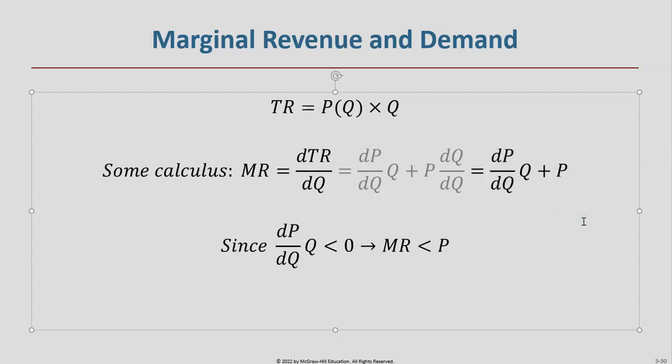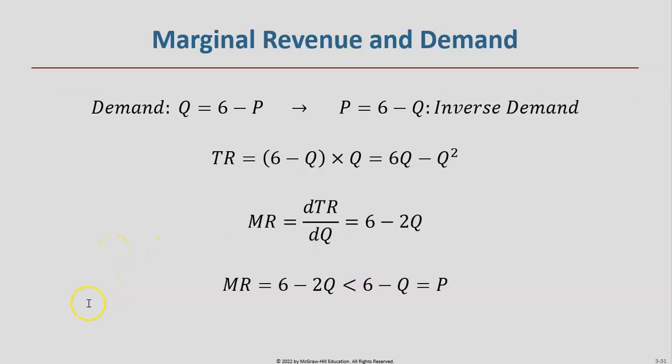Okay, and one thing that you can determine from this relationship is that marginal revenue will always be less than price if the demand curve is downward sloping. And that's because dP/dQ is the slope of the inverse demand curve, and because of the law of demand, the slope is negative. So a negative number multiplied by a positive number is a negative number. Okay, so since this first term is negative, then marginal revenue is going to be less than price.